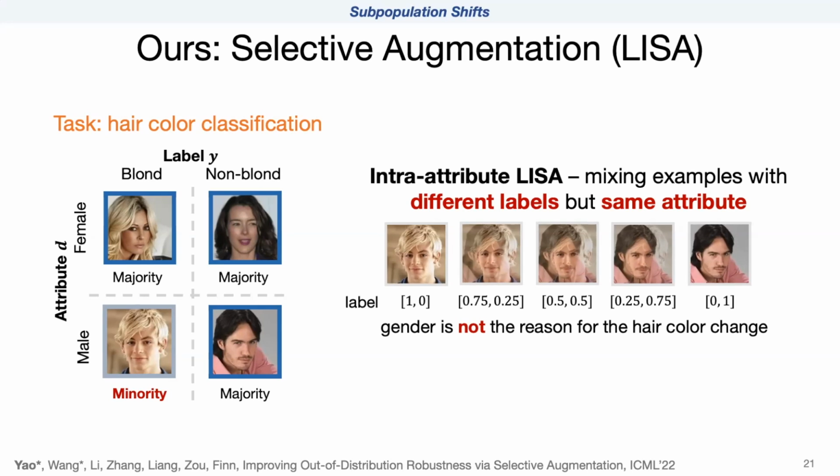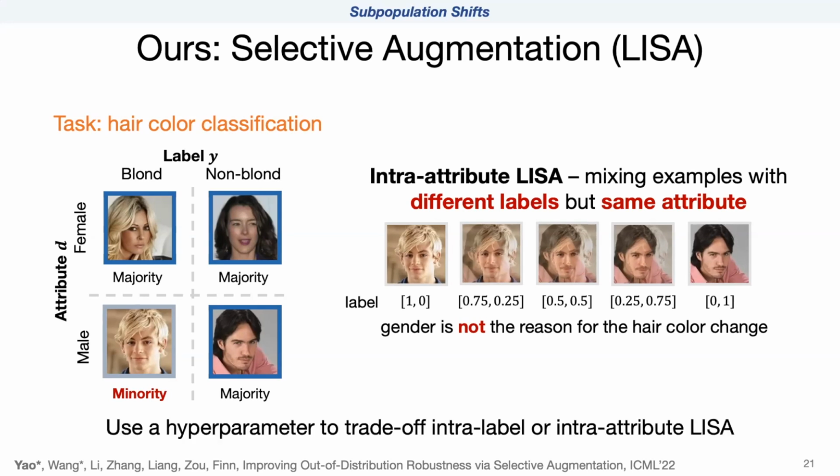We mentioned two variants of LISA. In practice, we use a hyperparameter to trade off between intra-label LISA and intra-attribute LISA.